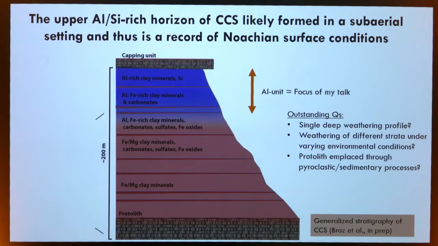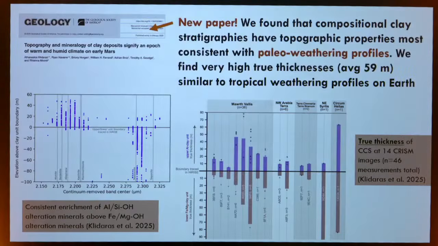Or maybe in places, they might actually be weathering of different packages of material placed on top of each other, maybe under varying environmental conditions. And then also what the protolith is, how was the protolith emplaced? Maybe pyroclastic or sedimentary processes. And thank you, Bryony, for introducing this paper that came out in Geology where I measured the thickness in a lot of detail. But here I'm going to talk lots more about the spectra that we see.